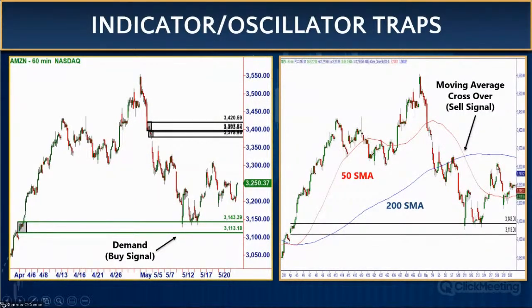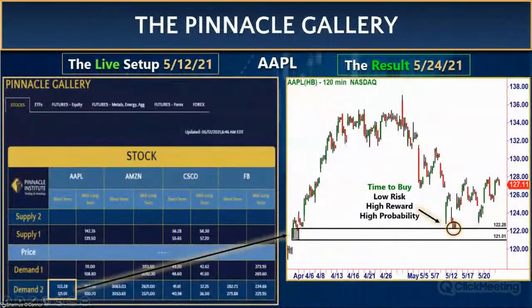So hopefully this is a good little evidence of how oftentimes these classic signals can encourage people to sell where we're looking to buy, or actually encourage people to buy where we're looking to sell. Almost the exact opposite like that. So here's another example here. This one here was on Apple Computer, and this came from a tool that we have called the Pinnacle Gallery.